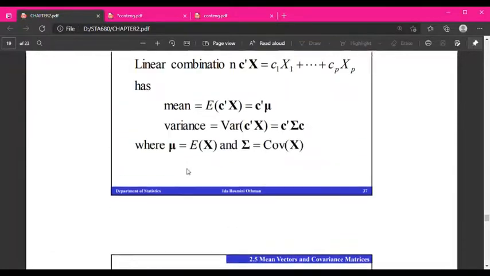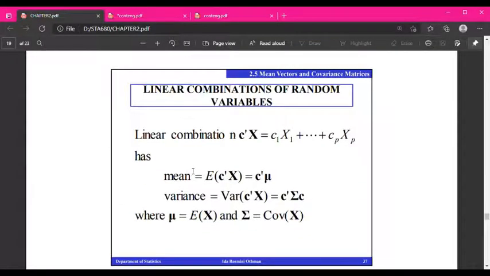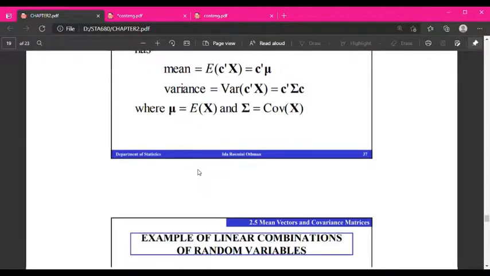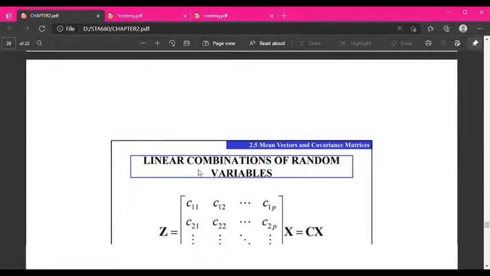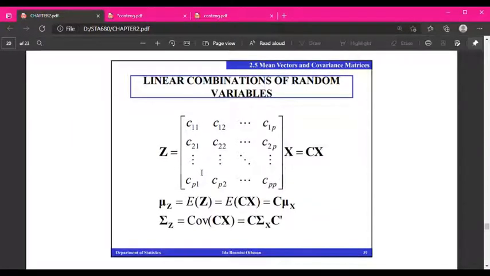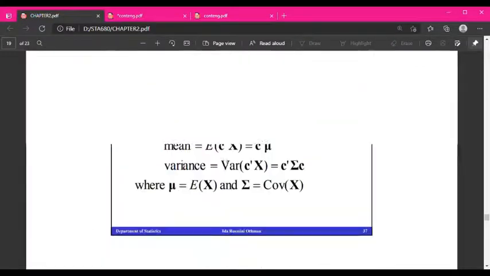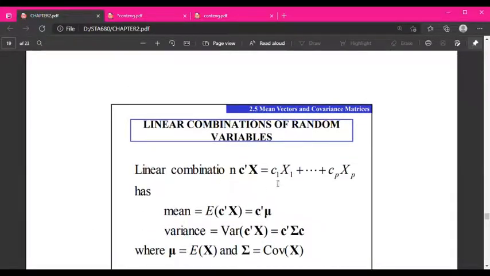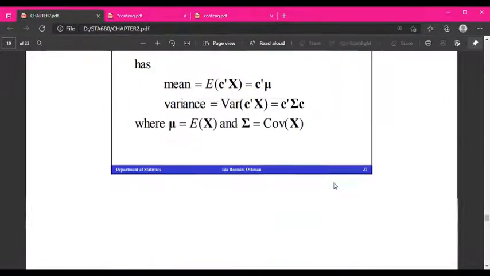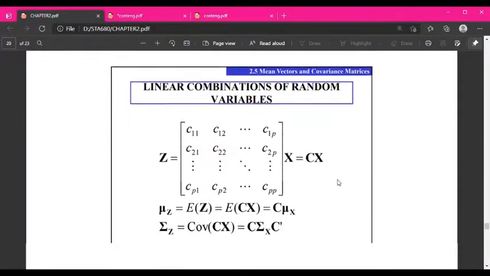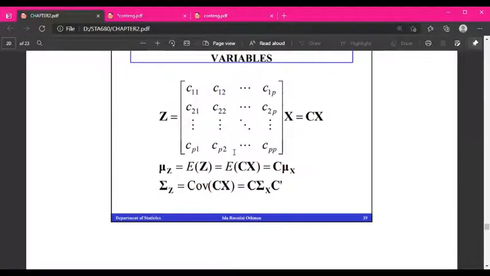Sekarang ni bila kita ada linear combination, we can also find the mean and the variance for the linear combination. Okay, yang ni pula contoh kalau we have beberapa linear combination. Macam tadi ada satu je linear combination kan. Yang ni ada satu je linear combination, this C1x1 plus C2x2 until CPxP. But now ini adalah contoh bila kita ada beberapa linear combination.